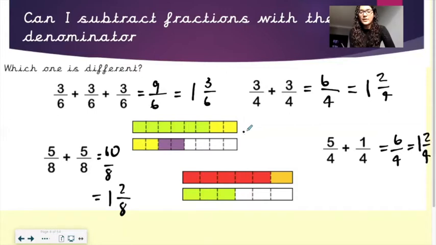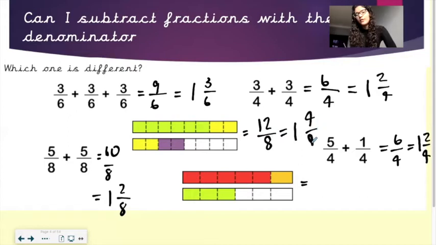And now these ones are pictures that we want to write in fraction form. So the first one, let's look at how many have been highlighted. 1, 2, 3, 4, 5, 6, 7, 8, 9, 10, 11, 12. And then look at how many parts make one whole. 1, 2, 3, 4, 5, 6, 7, 8. So 12/8, otherwise known as 1 and 4/8.